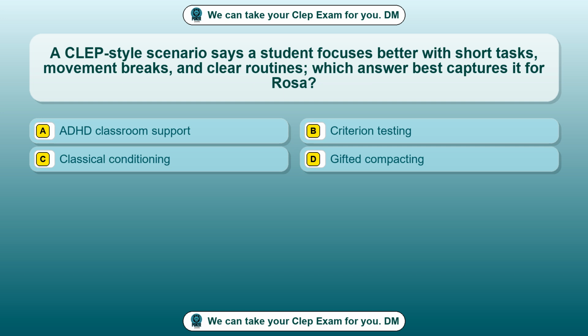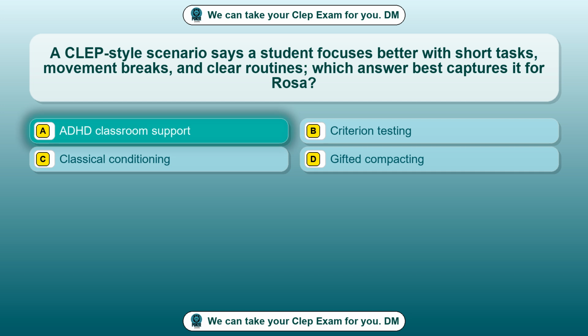Question 67. A CLEP-style scenario says a student focuses better with short tasks, movement breaks, and clear routines. Which answer best captures it for Rosa? Option A, ADHD classroom support. Option B, criterion testing. Option C, classical conditioning. Option D, gifted compacting. The correct answer is option A.